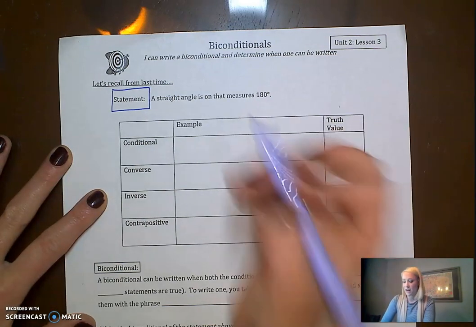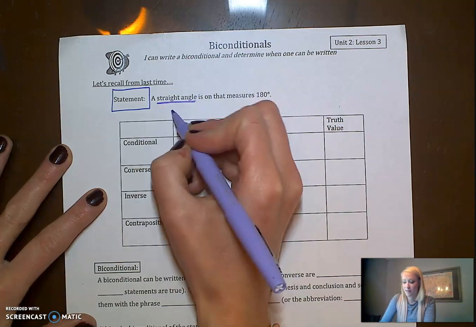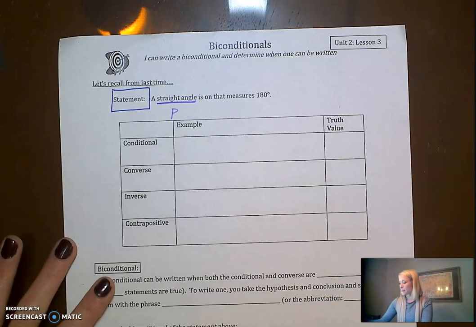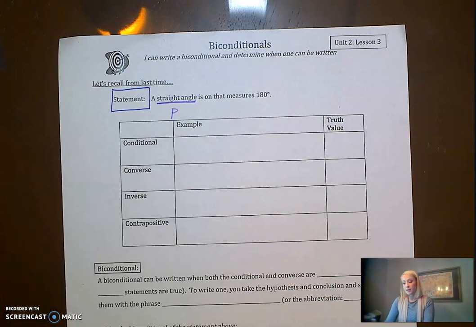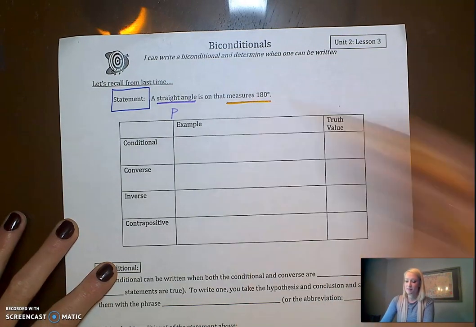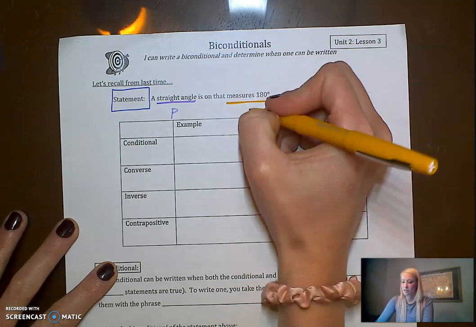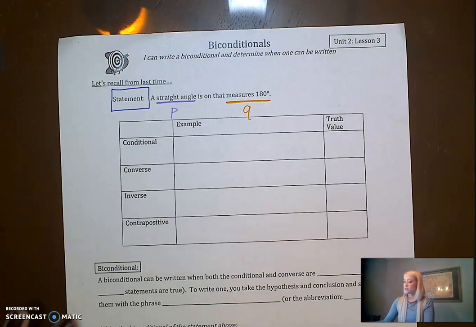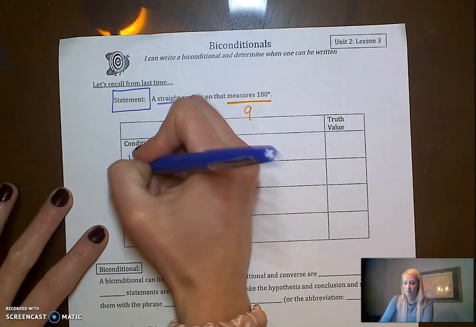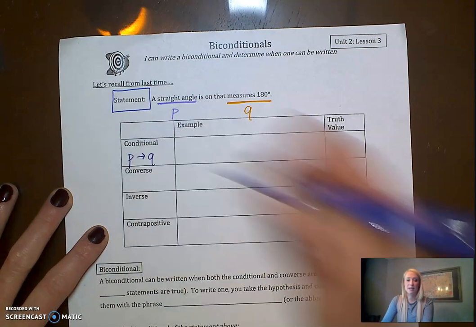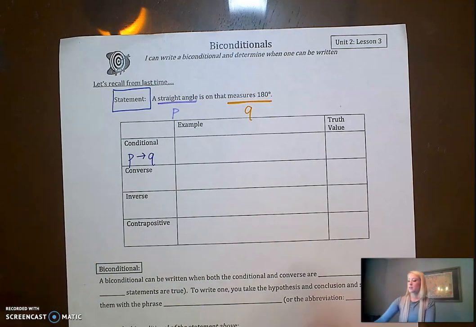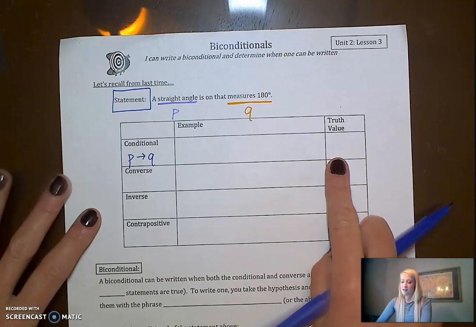So a straight angle, the first part of the statement, that's going to be my hypothesis. And remember, we called that P. The second part, measuring 180, the second little piece of information here, that's going to be my conclusion. We'll call that Q. So when I arrange this into a conditional statement, remember the symbolization for that was P arrow Q. If P happens, Q happens. We'll talk about whether it's true or not.